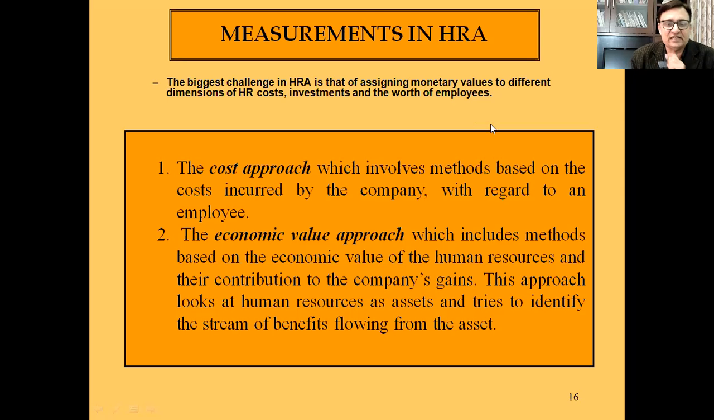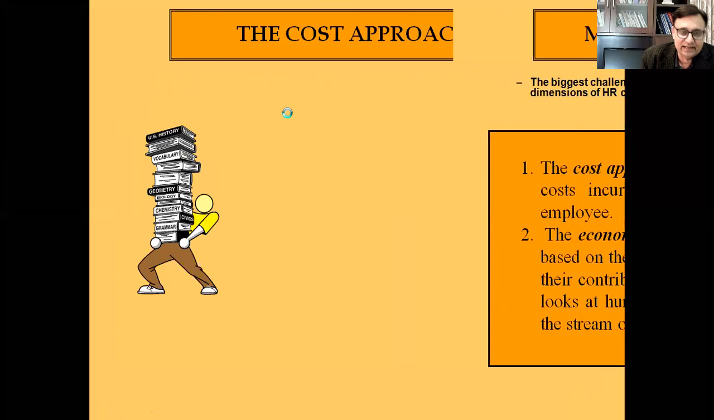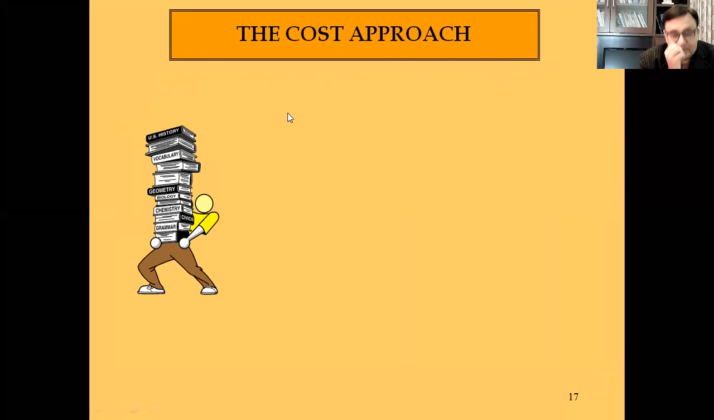So two approaches are there. Number one is the cost approach. Second is the economic value approach. Both approaches have their own benefits and demerits. We have to look at the particular requirement or environment of the organization, which method suits us and which method gives the accurate value of the human resources in the organization. So as far as the cost approach is concerned, the first approach is the cost approach.